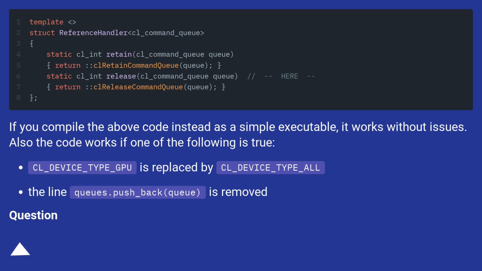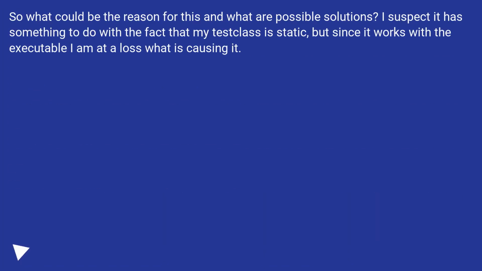Also, the code works if one of the following is true: CL_DEVICE_TYPE_GPU is replaced by CL_DEVICE_TYPE_ALL, or the line queues.push_back(queue) is removed. Question: So what could be the reason for this and what are possible solutions? I suspect it has something to do with the fact that my test class is static, but since it works with the executable I am at a loss what is causing it.